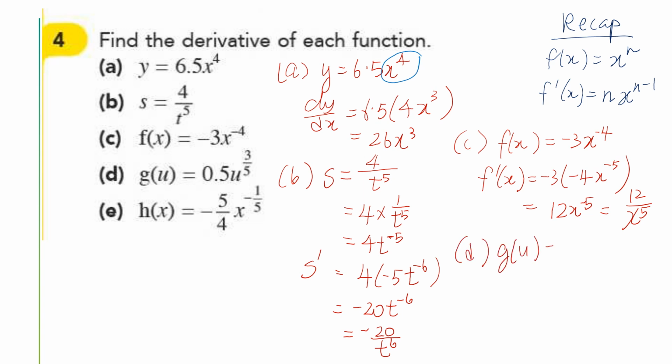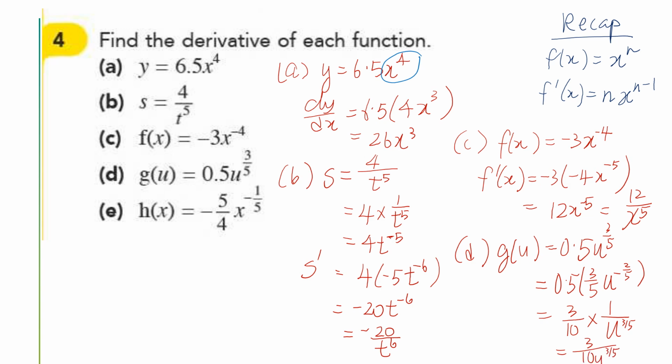Alright, this is relatively easy also. Ignore the constant. Bring the power down. So the power minus 1. So 3/5 minus 1 will give you negative 2/5. Okay, so 0.5 times 3/5 will give you 3 over 10. So this will be 3 over 10 times 1 over u to the power of 3 over 5. We have to change the power to a positive one. So that will give you 3 over 10 u to the power of 3/5. Alright, so let's move on.